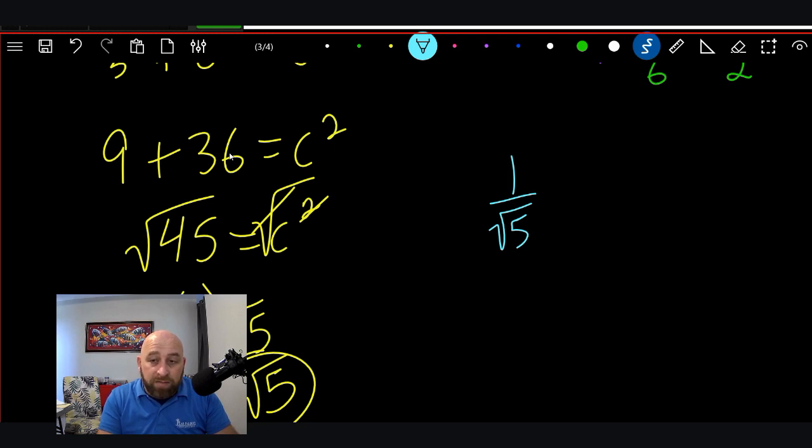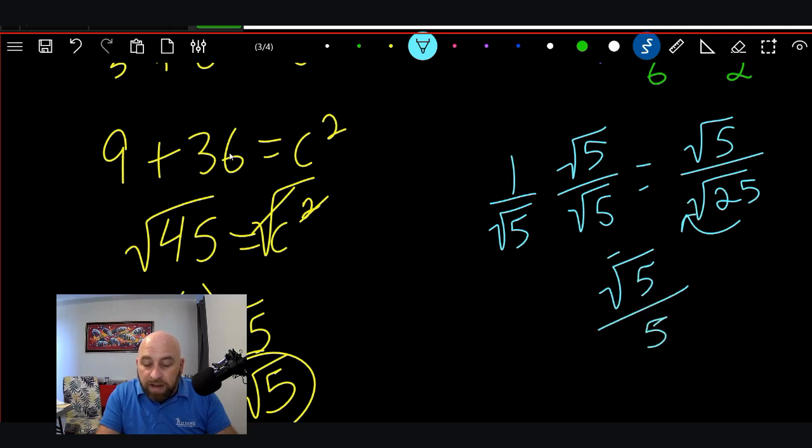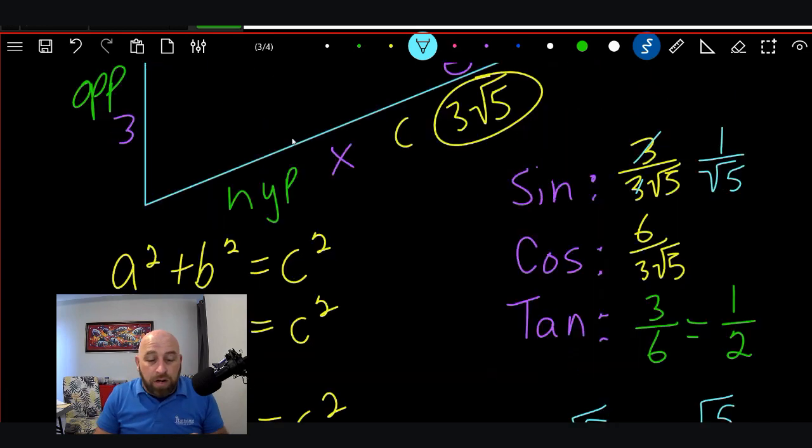We have to convert this. How do we do it? By multiplying both by the square root of 5. And what that's going to give us is on top square root of 5 and on the bottom square root of 25. That solves out to 5. So we have square root of 5 over 5. That's our answer. We have to rationalize the denominator. I did that quickly because you should know how to do it.